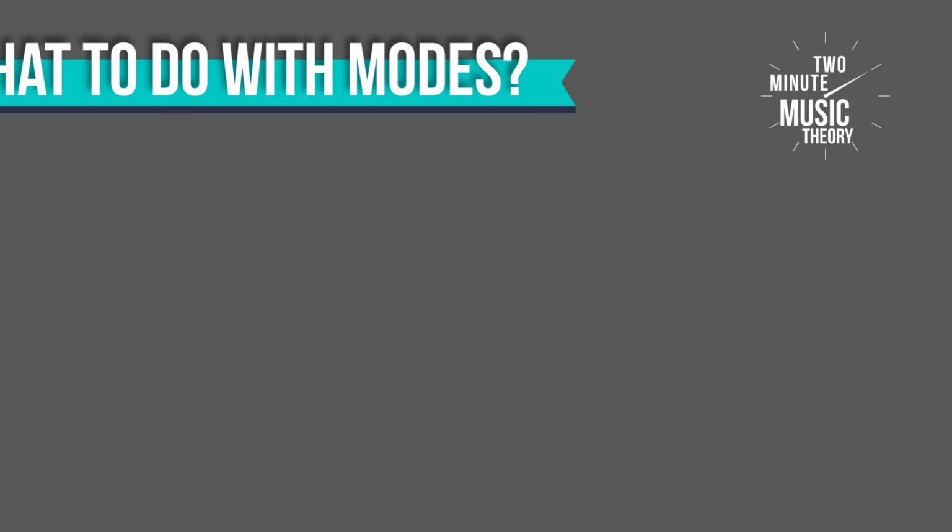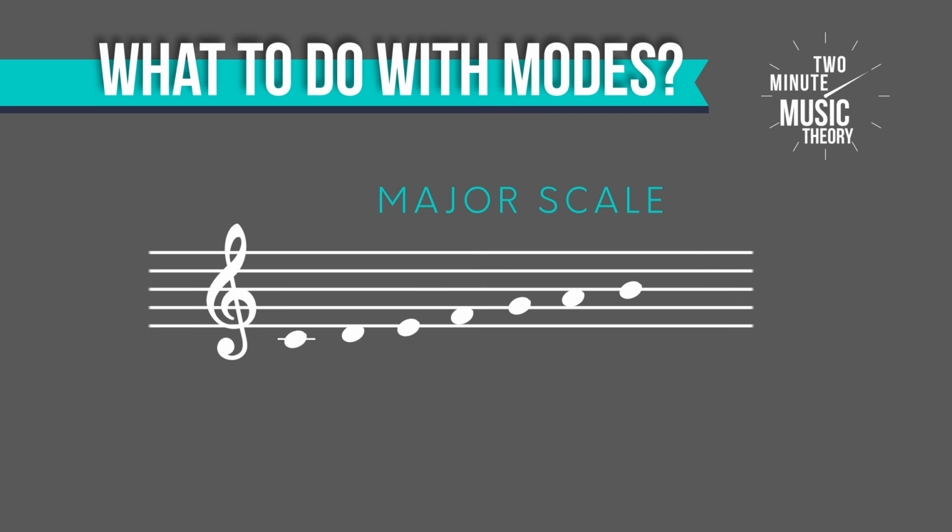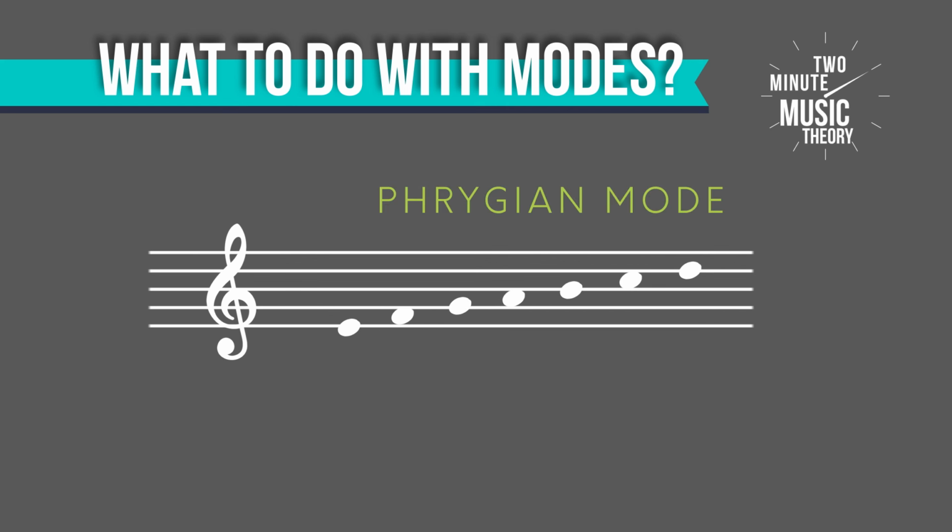Modes are what we call rotational scales, meaning that if I was to take this major scale and then move the starting note up an octave, which is a compositional technique known as rotation, then I've got the Dorian mode. Do that again and move this starting pitch up an octave, and now I have the Phrygian mode.